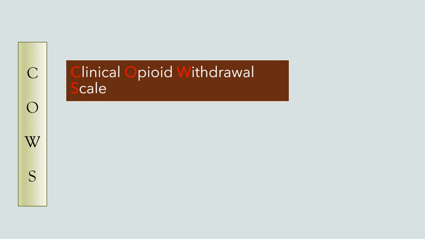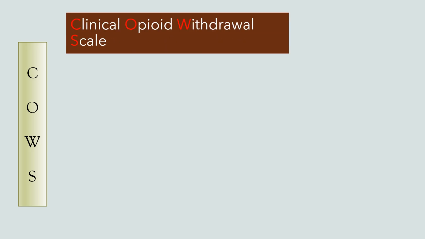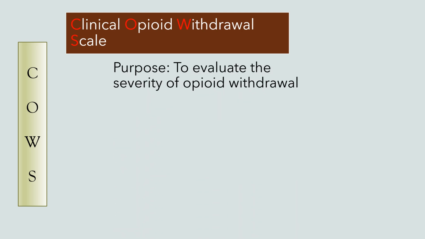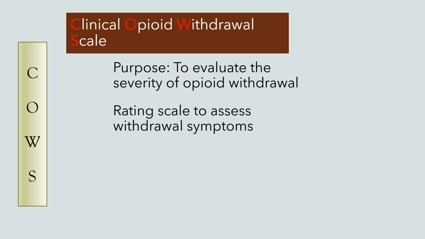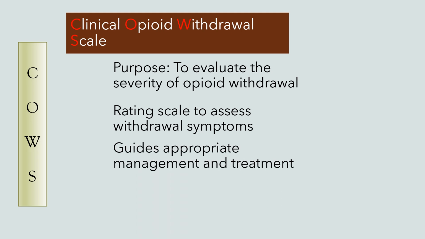Now we move on to opioids. The COWS screening, COWS, Clinical Opioid Withdrawal Scale. It is designed to evaluate the severity of opioid withdrawal. It's a rating scale to assess withdrawal symptoms, and it guides appropriate management and treatment.